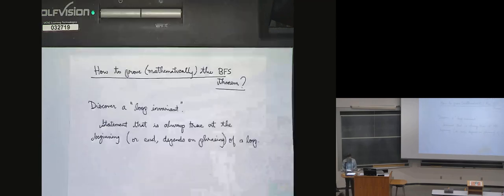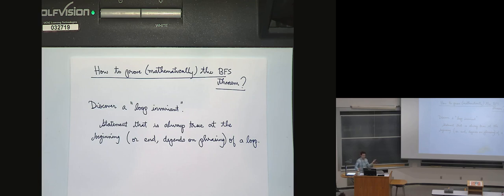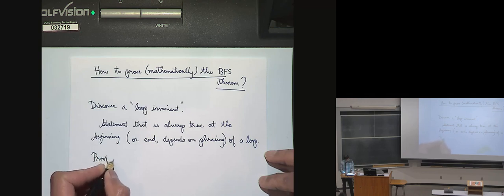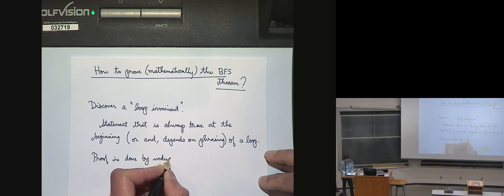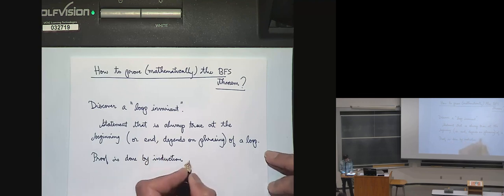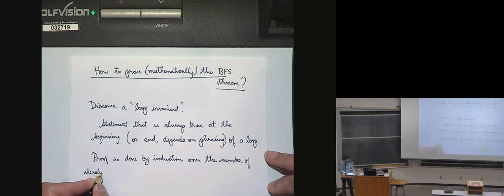So the loop invariant, and I say discover because actually discovering the loop invariant is very difficult. It requires a fair amount of creativity and understanding to see what the pattern is. And once we discover the loop invariant, the way that you prove this is the proof is done by induction over the number of iterations of the loop. Okay?